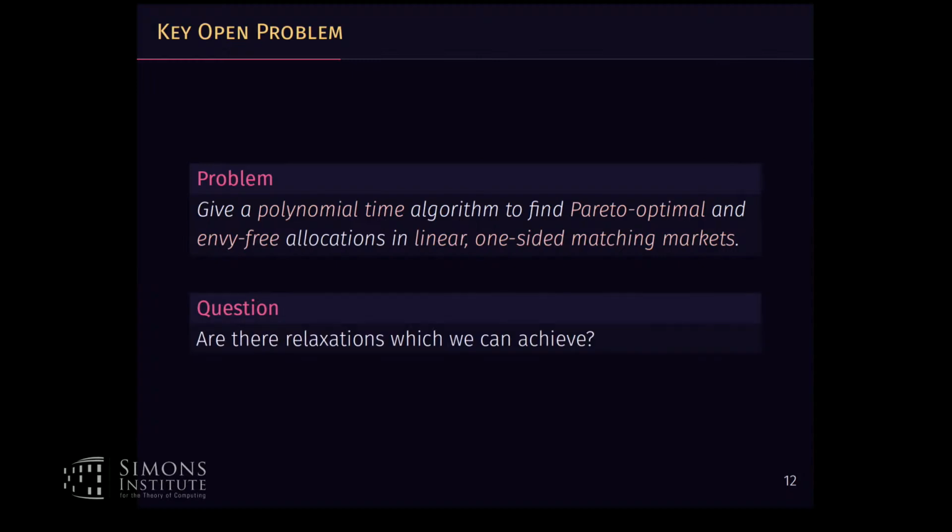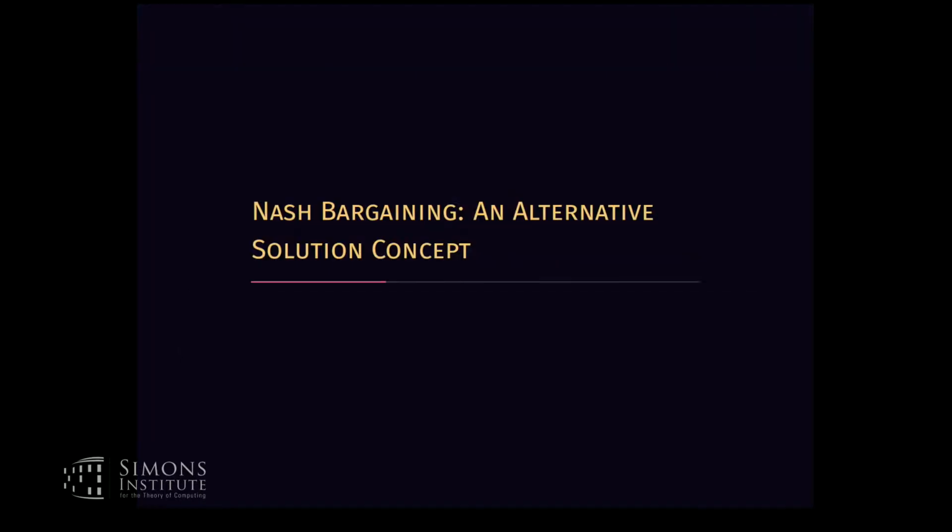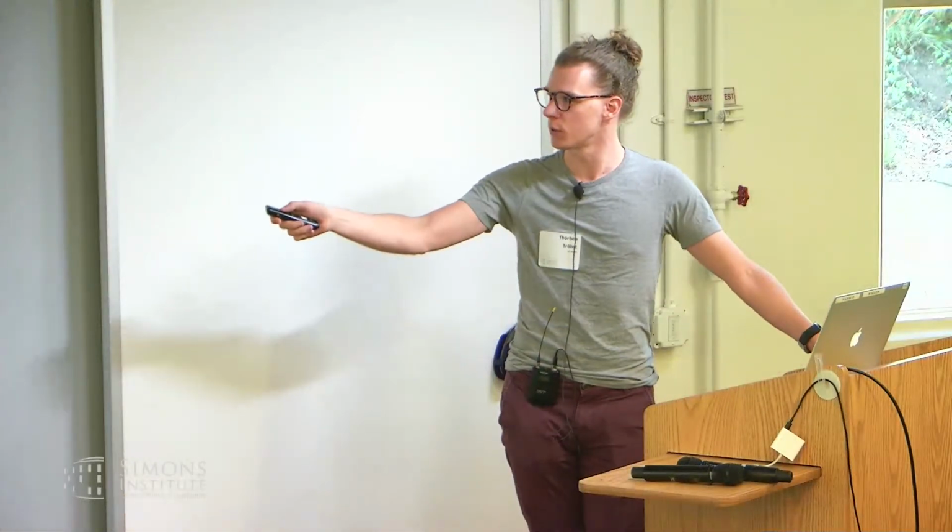And in the wake of this major open problem, I want to pose the question of what is actually the best that we know right now. So if you try to fix, say, Pareto optimality and polynomial time, what are the best fairness guarantees that you can actually achieve? And that brings me into my next major topic, which is an alternative approach to cardinal matching markets, which is called Nash bargaining.